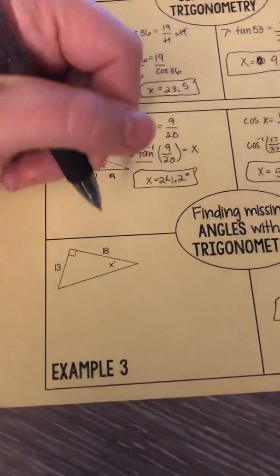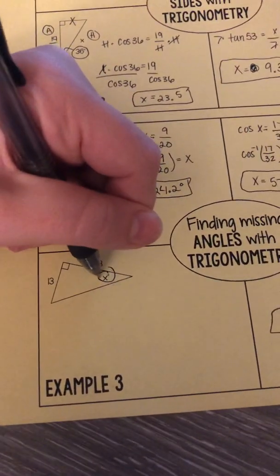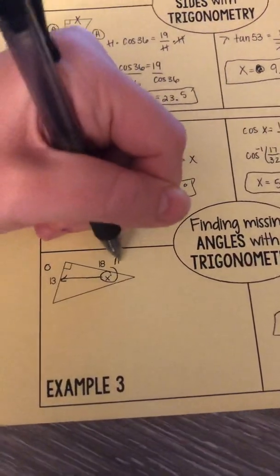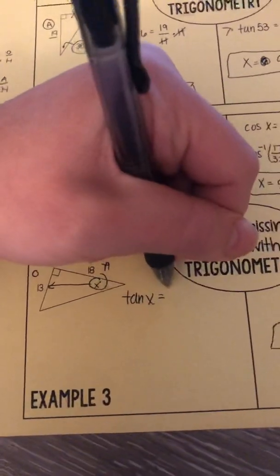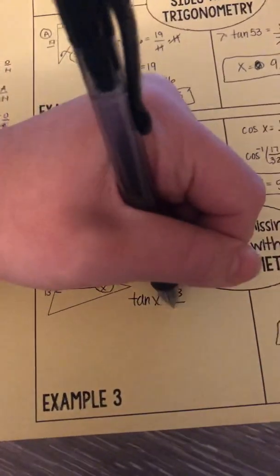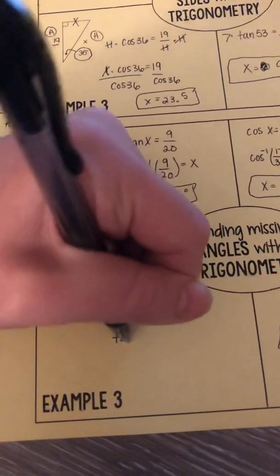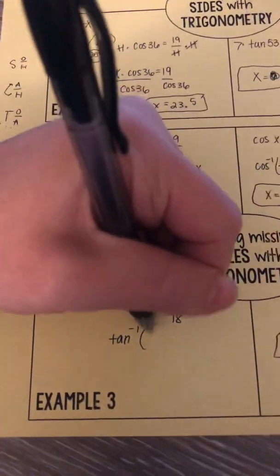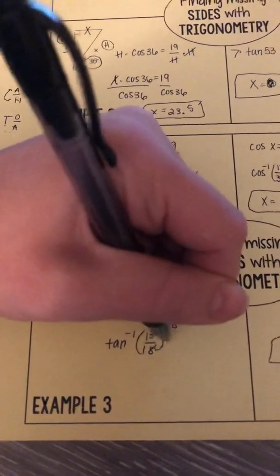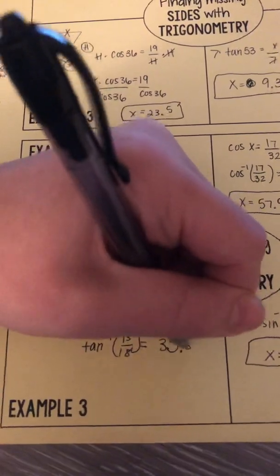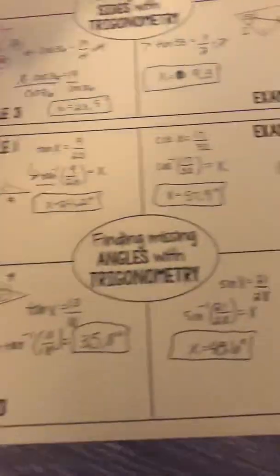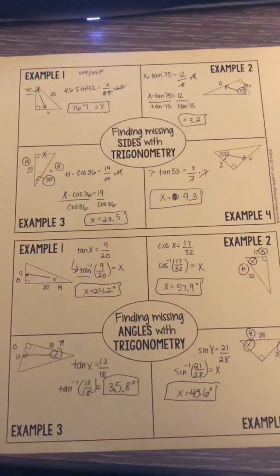All right, we have one more here. We have x. They give us opposite and adjacent. That is going to be my friend tangent. Mr. Toa, tangent of x is equal to opposite over adjacent, 13 over 18, and that means tangent to the negative 1 of 13 over 18 is going to be equal to 35.8 degrees. All right, these will all require degree symbols since they are missing angles, and that is finding missing lengths.